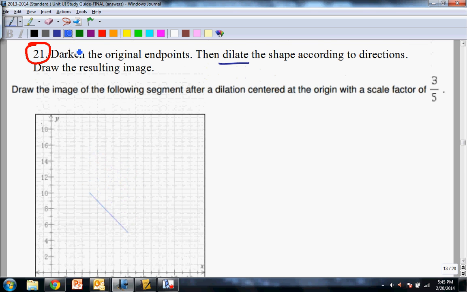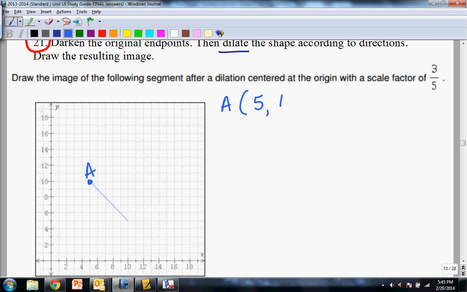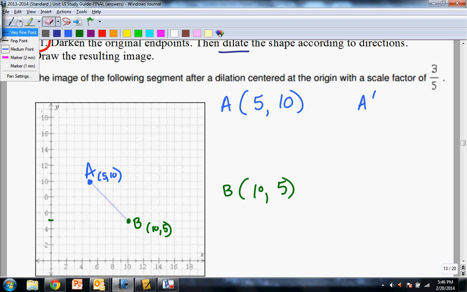So we're going to darken those endpoints. So we have one endpoint here, and it is at positive 5 and positive 10. We'll call that A. And we're going to want an A prime. And then here we have B, and B is at 10 and 5. And A is at 5 and 10.